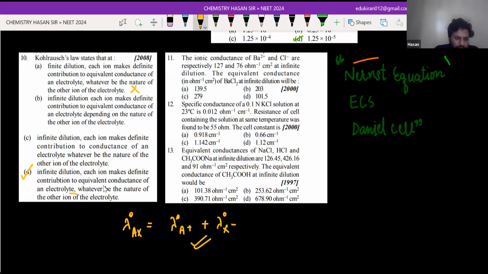So D is the answer. For 11, what you had given is A. That is incorrect. You have to be careful while solving the question.